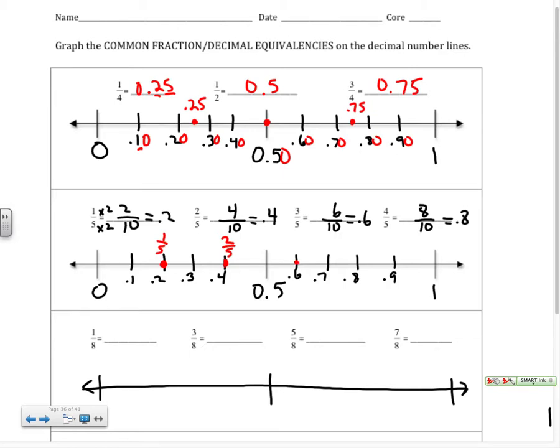6/10 is right here, and that's our 3/5. And 8/10 is right here, and that is our 4/5. So if we look at the number line and I want to make these marks longer, I can actually divide this into 5 equal sections as well. Okay, so we can go from here to here as 1/5, 2/5, 3/5, 4/5, and 5/5. 5/5 is one whole.